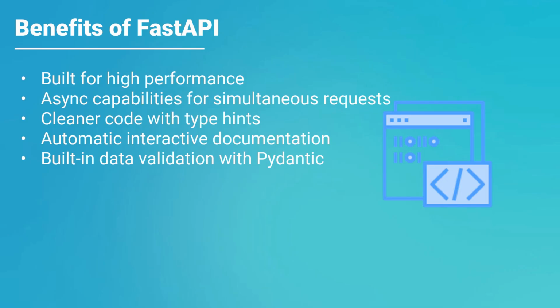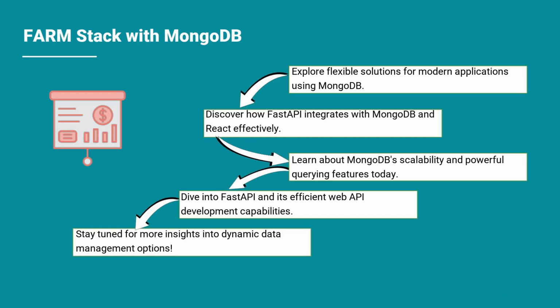So far, we've learned that MongoDB offers a flexible NoSQL database solution that's just perfect for modern applications, allowing us to store unstructured and semi-structured data. We've also explored the FARM stack, zooming in on how FastAPI, MongoDB, and React work together, especially when it comes to user management and those dynamic data structures that make our lives easier.